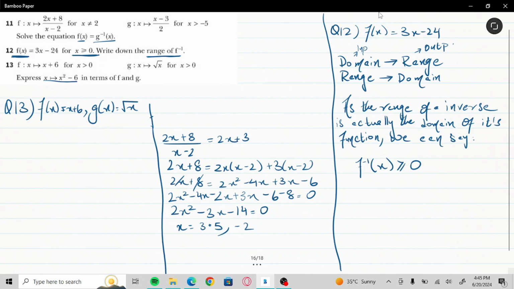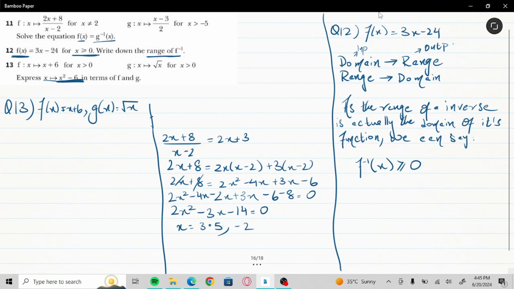We need to find out, in terms of f and g, what would be the equation that would help us to form x squared minus 6. Okay, so if you see right now, we need an x squared. If you concentrate, we do not have any x squared, nor do we have x minus 6. We have the opposite of that.